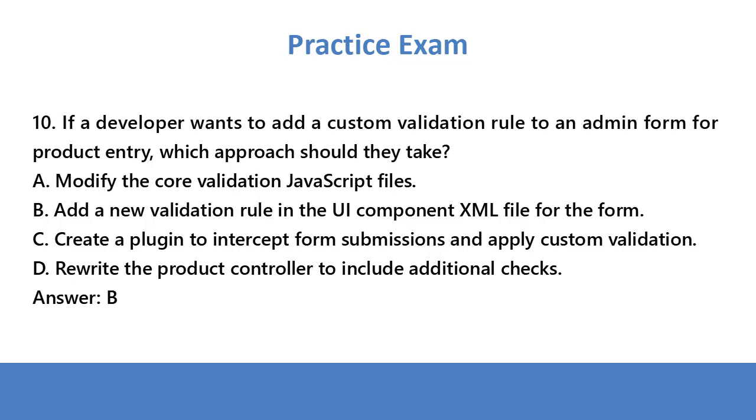10. If a developer wants to add a custom validation rule to an admin form for product entry, which approach should they take? A. Modify the core validation JavaScript files. B. Add a new validation rule in the UI component XML file for the form. C. Create a plugin to intercept form submissions and apply custom validation. D. Rewrite the product controller to include additional checks. Answer: B.